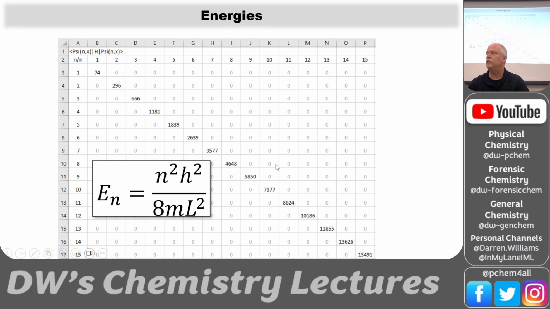So here's our energies that come out of this. So all those diagonal elements, those are the energies. So you can look at the quantum states. So this is n equals 1, and that's the energy for n equals 1. Here's n equals 2, that's the energy, etc. So these are the energies that come out. And why are these 0?